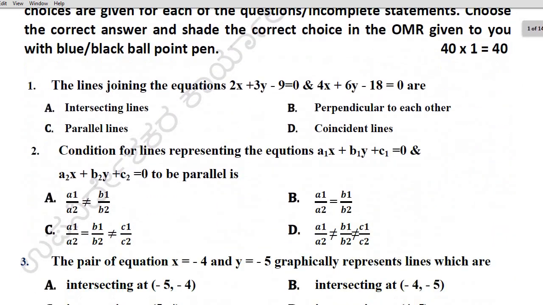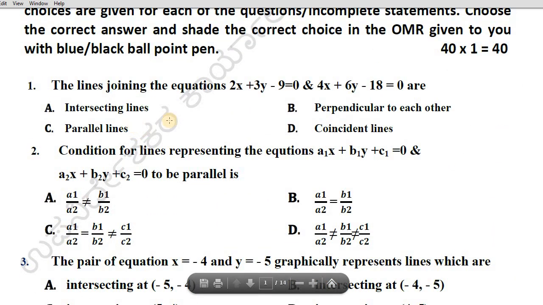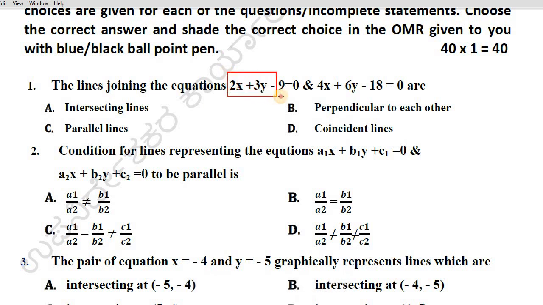So very first question is, the lines joining the equations 2x plus 3y minus 9 equals to 0 and 4x plus 6y minus 18 equals to 0 are. So here two equations they have given and they are asking to find which kind of lines they can form. So for that we need to find the values of a1 by a2, b1 by b2 and c1 by c2.